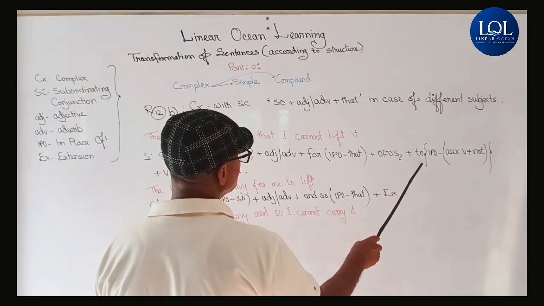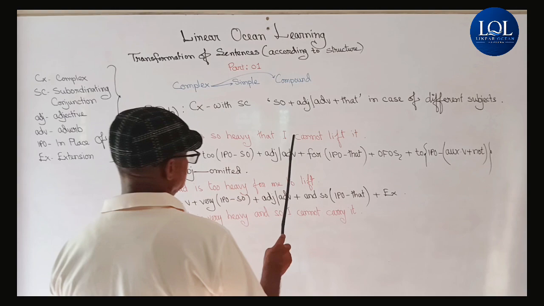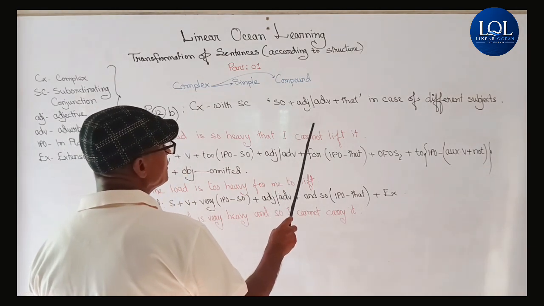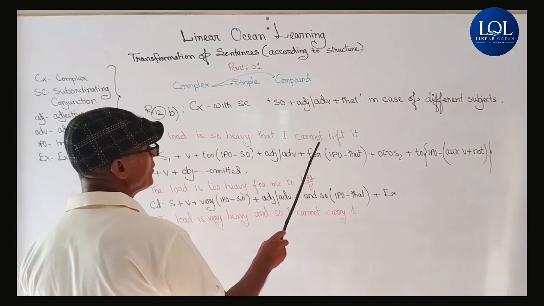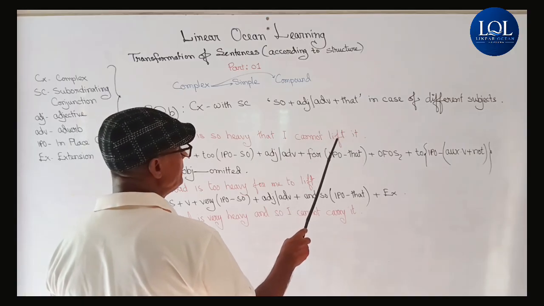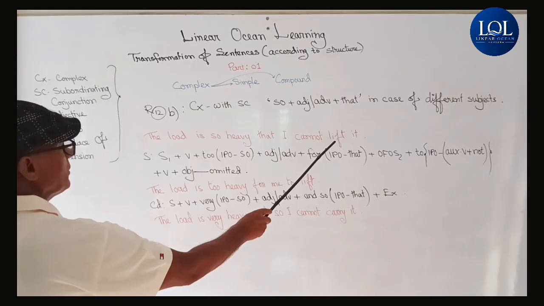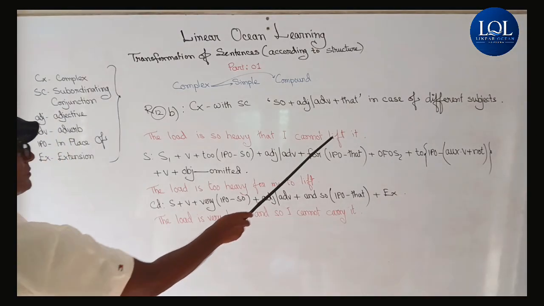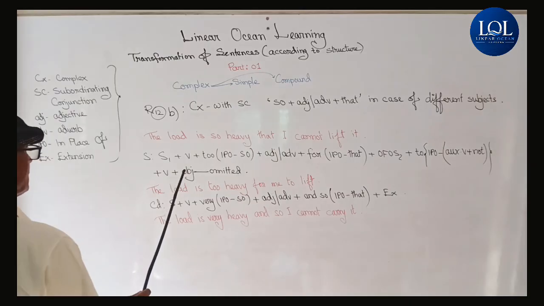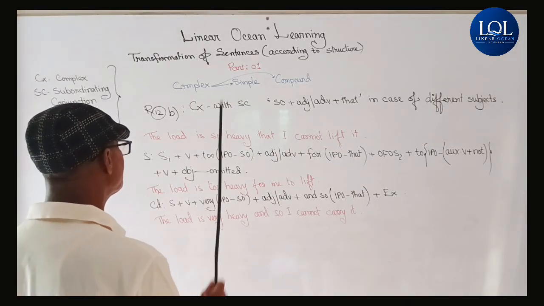Then to IPO auxiliary verb plus not. Here auxiliary verb and not is cannot. In place of cannot we have to write to. Then plus verb, the verb is lift here, plus object, object it. The object it will not be there, it will be omitted.